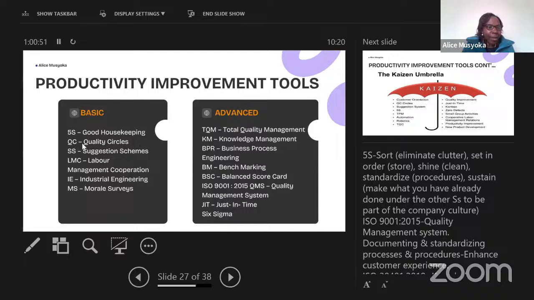Then we have QC, which stands for quality circles. And quality circles, we are talking about a group of employees who perform similar tasks at work, who regularly meet at the workplace and detect or analyze workplace problems and devise solutions to these problems. And then implementation and monitoring is done. So that is what a quality circle does.